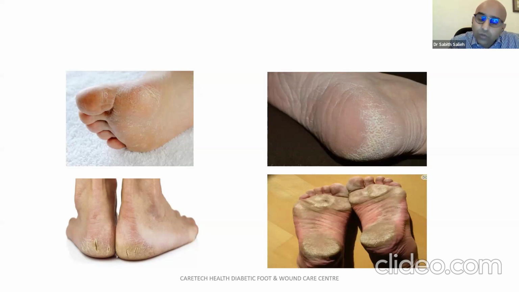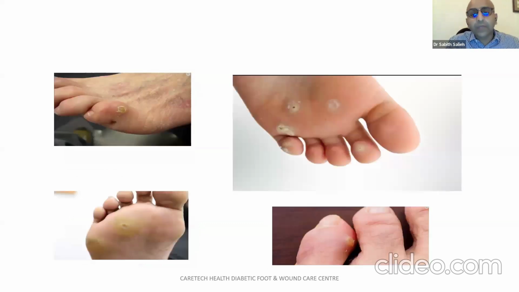So you need to ask them to use the moisturizer at least twice a day, if not even once a day, and apply it on the sole and on the dorsum of the foot, but avoid the web spaces. And when they are having very severe dry feet, we must always advise them to avoid walking barefoot, right? What is this? So sometimes you see this.